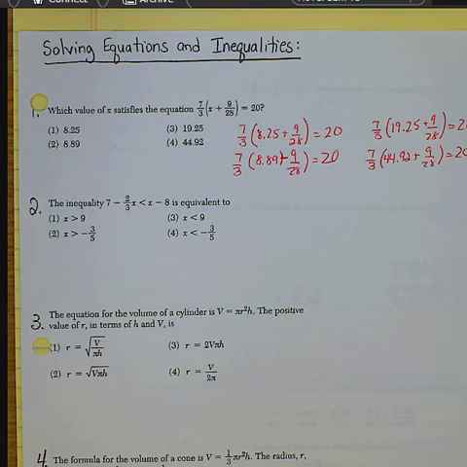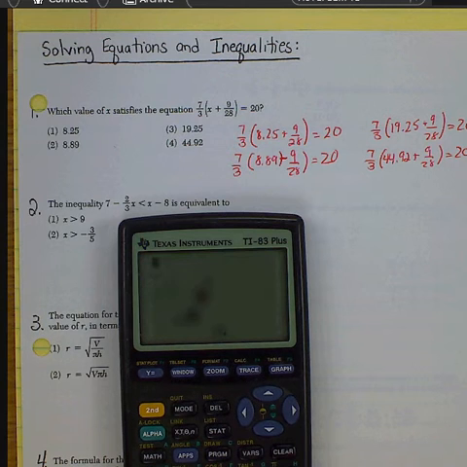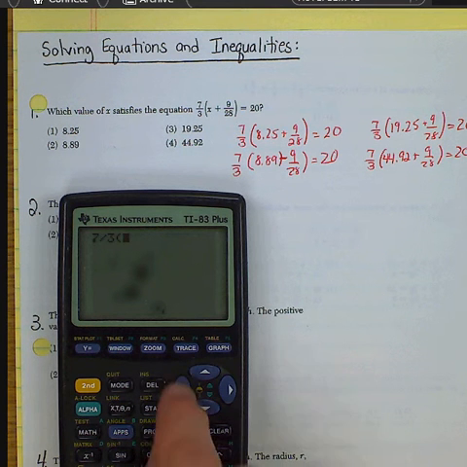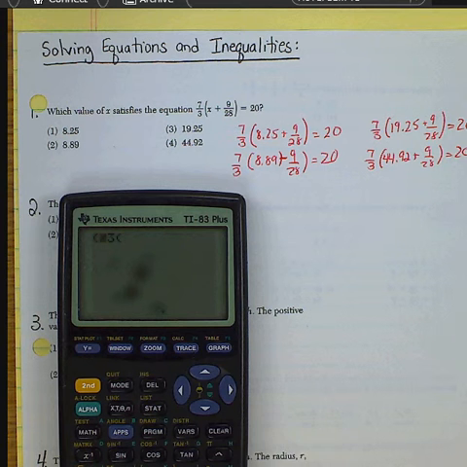Now, you can probably use some common sense and rule some of the answers out, but I'm not going to go there. I'm just going to go to the calculator, okay? So I'm going to turn the calculator on. 7 divided by 3. Any fraction you should always put in parentheses. So 7/3, then I open up a set of parentheses and go 8.25 plus 9 divided by 28 in parentheses. I close the first set of parentheses.